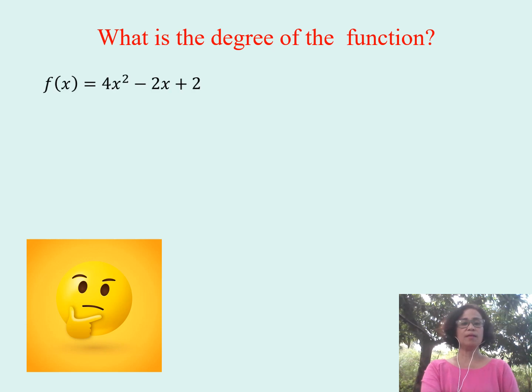Let us now determine the degree of the following functions. f(x) = 4x^2 - 2x + 2. First, is it arranged in the standard form? Yes. What is the degree? Second degree, since the leading term 4x^2 has a degree of 2, therefore the polynomial function is in the second degree.